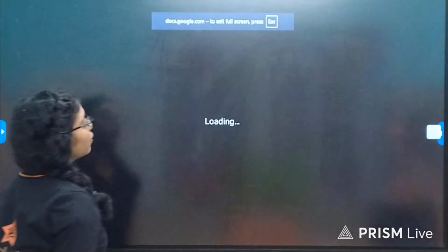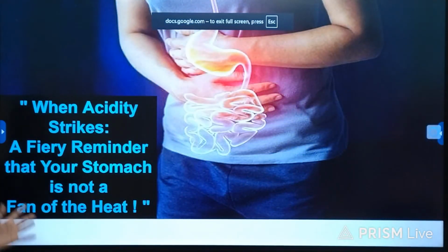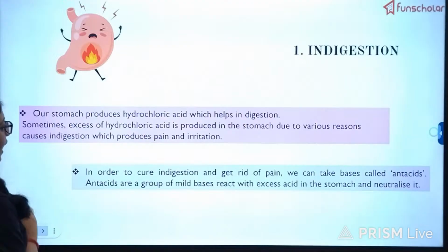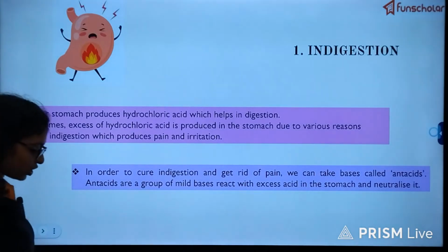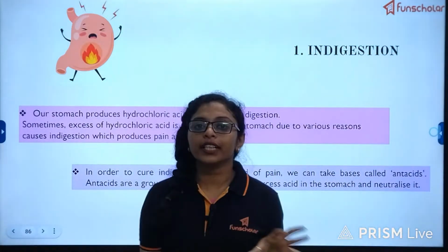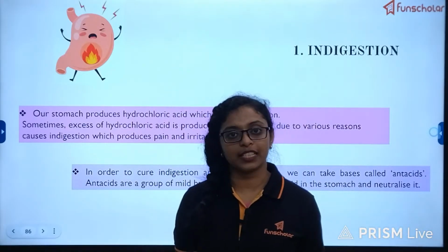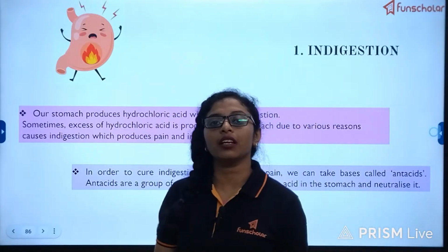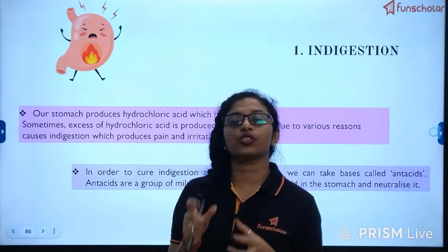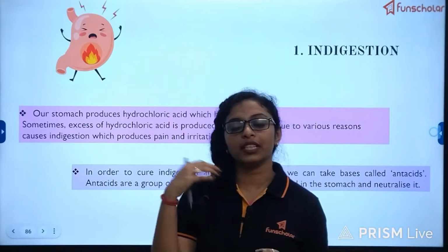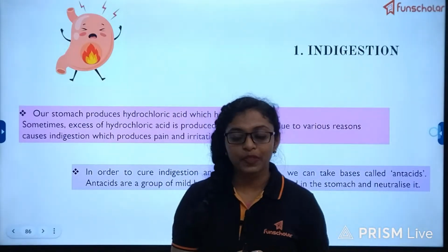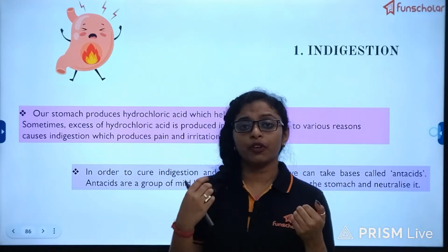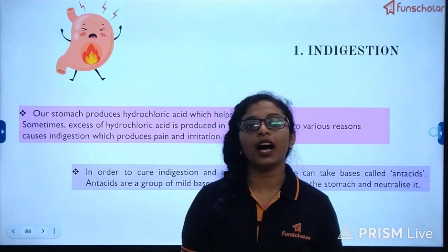So here in this slide, we can see when acidity strikes, a friendly reminder that your stomach is not a fan of the heat, right? Our stomach actually produces a strong acid, the hydrochloric acid. So why does it produce this? This actually helps us in the process of digestion. The gastric juice helps us to break down the proteins that we take in with our normal diet. So that is why it is extremely important for our body to release the hydrochloric acid.